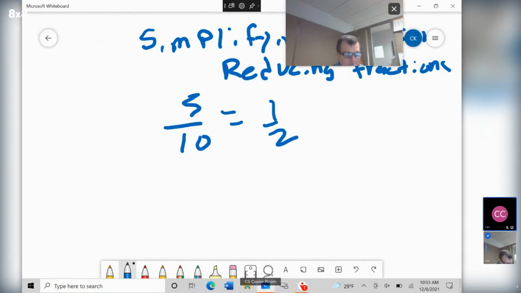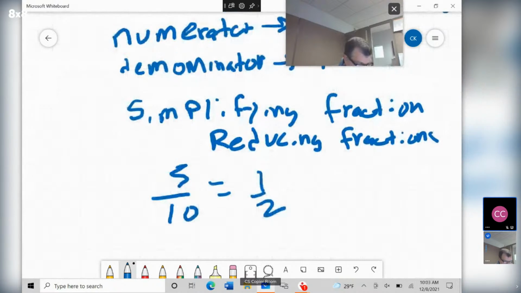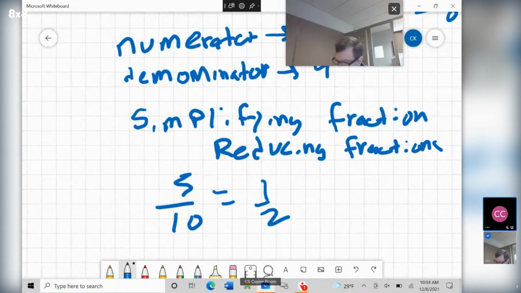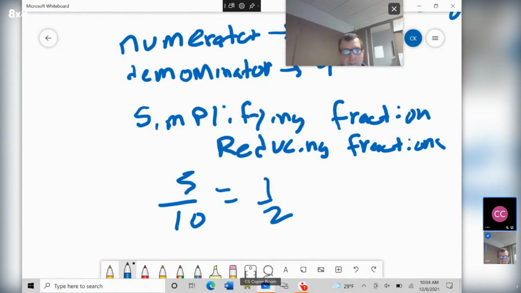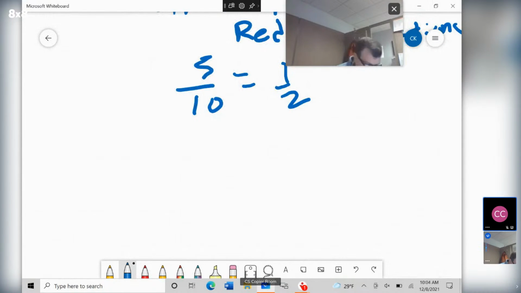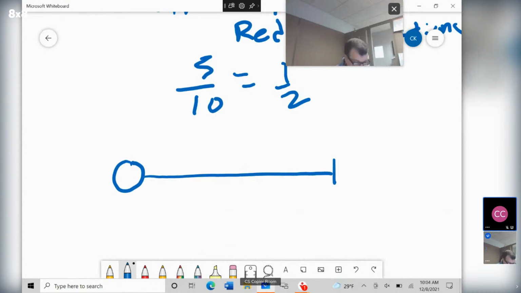We'll do a little bit more, but just remember numerator is always the top number. Denominator is the bottom number. And simplifying and reducing fractions are the exact same thing. All right, so I'm going to start with just a simple number line, you guys. We're going to start our number line at 0, and we're going to go out to 1. And right in the middle of that would be 1/2.